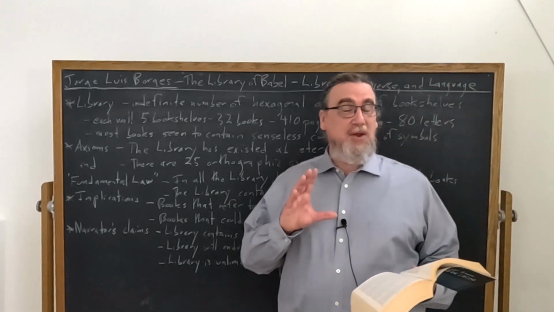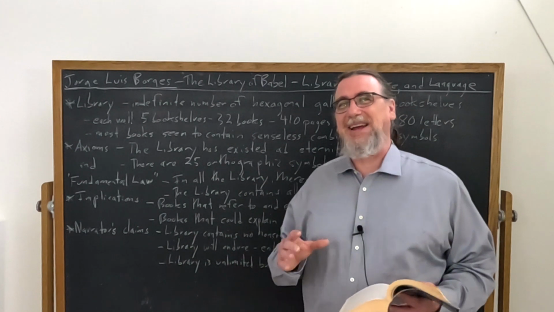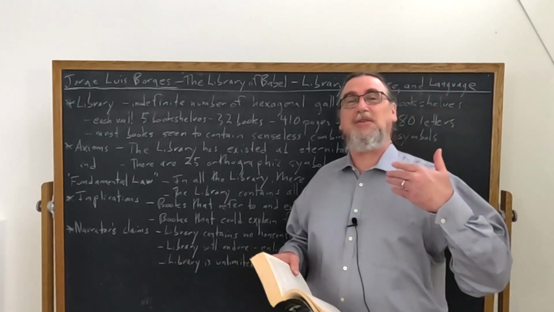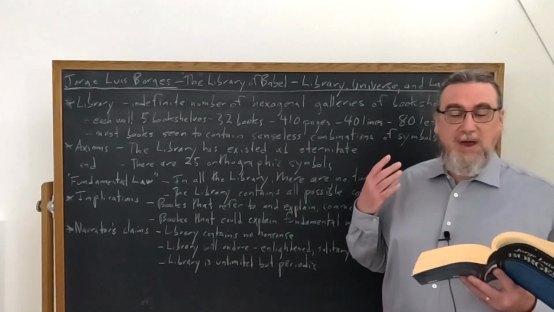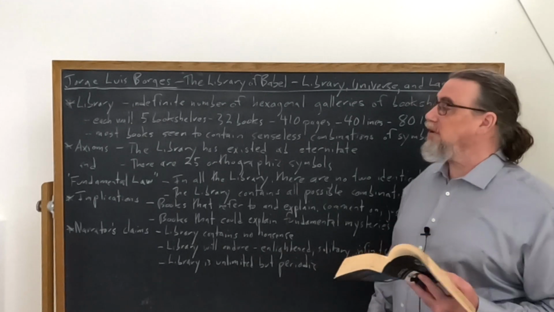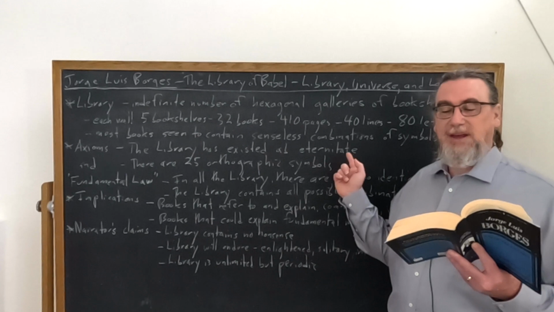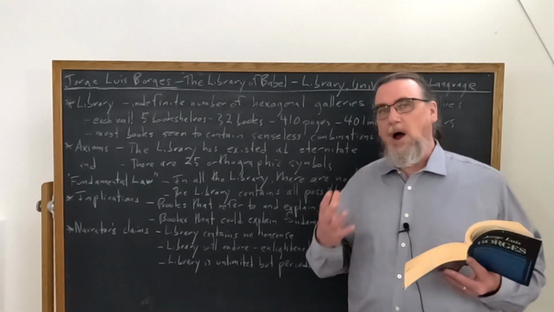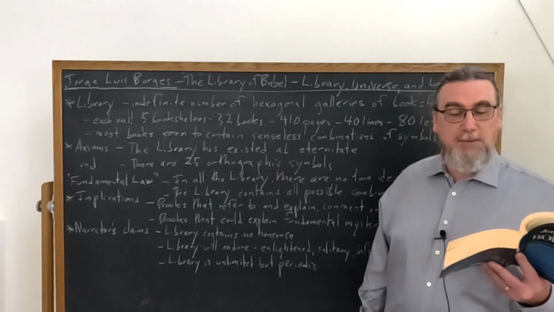So now we get to the interpretation. And we're looking mostly at the orthodox ideas about the library because the narrator presents himself as being among those. And he says that we have some axioms. First, the library has existed ab aeternitate. What does that mean? From eternity. So there's always been this library even before there were human beings.